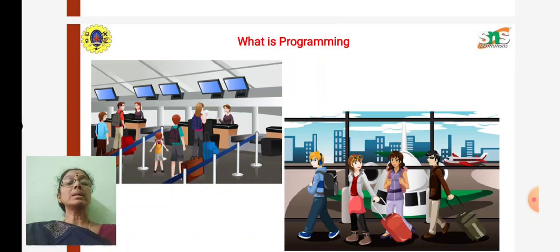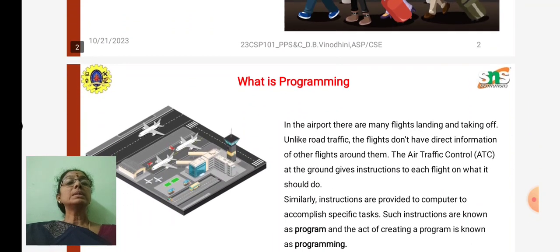After landing, the passengers come out that way. In the first picture, they are entering the airport. These two things happen in every airport frequently. So in the airport, there are many flights landing and taking off. Consider one scenario: in the airport, many flights are landing and taking off.